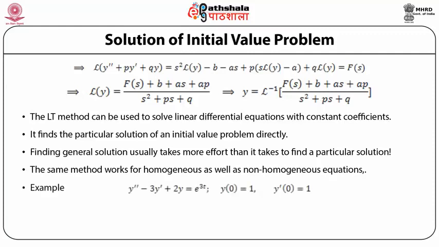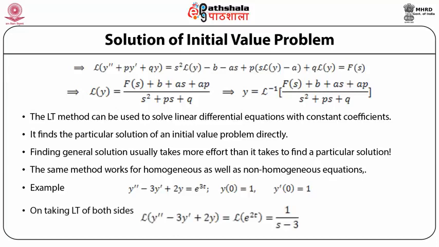Let us illustrate the procedure by an example. We solve the initial value problem given by y double prime minus 3y prime plus 2y is equal to e raised to power 3t, where y of 0 is equal to 1 and y prime of 0 is equal to 1. We take the Laplace transform of both sides of the above equation. Thus, Laplace of y double prime minus 3y prime plus 2y is equal to Laplace of e raised to power 3t, which gives 1 by s minus 3.